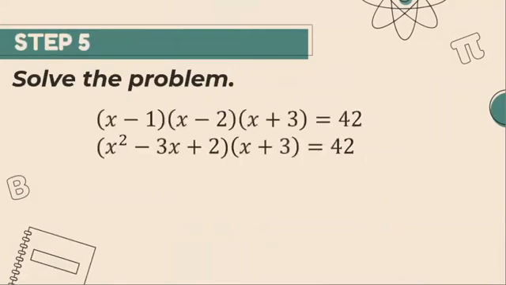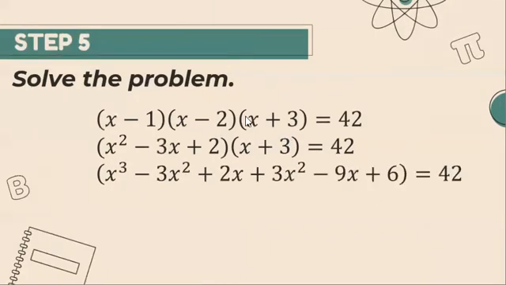Yan, so multiply lang natin yung first saka second term. It will give us x squared minus 3x plus 2. So pinag-multiply lang natin yung x minus 1 saka x minus 2. And then we have, copy lang natin yung x plus 3 is equal to 42. Tapos, yung ating given trinomial, i-multiply natin dun sa natitirang binomial.